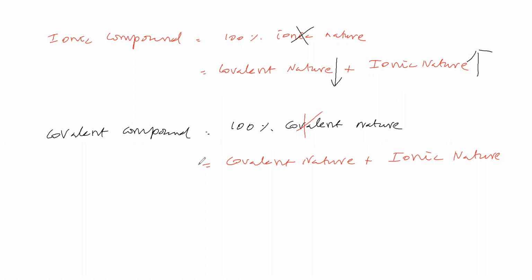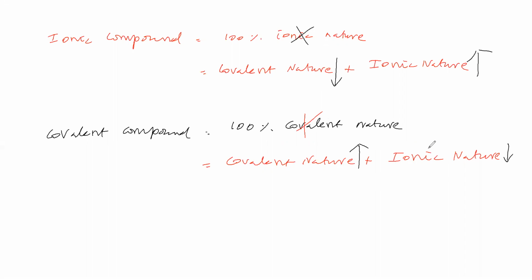Covalent compound means in that also covalent nature and ionic nature both will be there. Which nature is high? Covalent nature will be high, ionic nature will be low. So even in the covalent compound, covalent nature and ionic nature both are present, but covalent nature is high and ionic nature is less. Like this you can say.